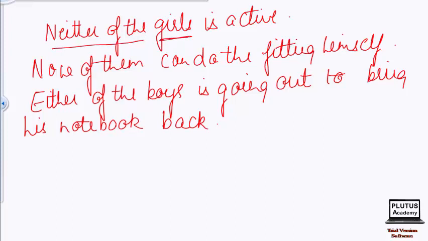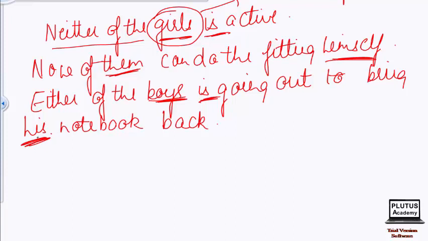Neither of the girls. So girls denotes the initial noun, which is present in plural form, but the verb here is singular. Them is plural and himself is singular pronoun. Either of the boys is plural, is singular, his is singular. So the funda is that the initial noun or pronoun after these words should be in plural form, and the remaining sentence should be in singular form with distributive pronouns.